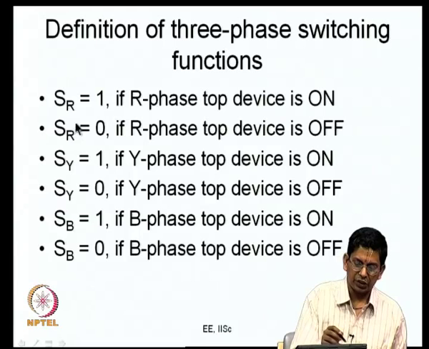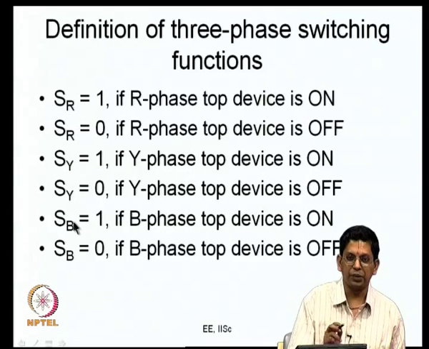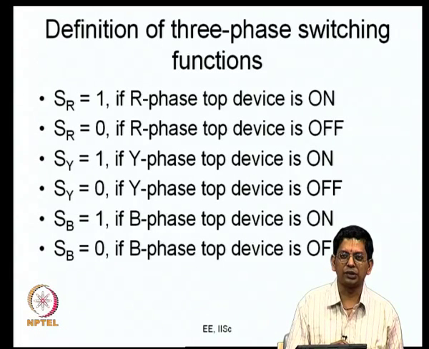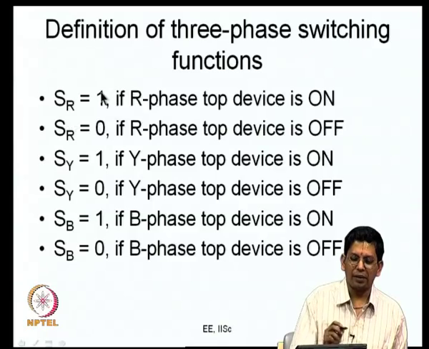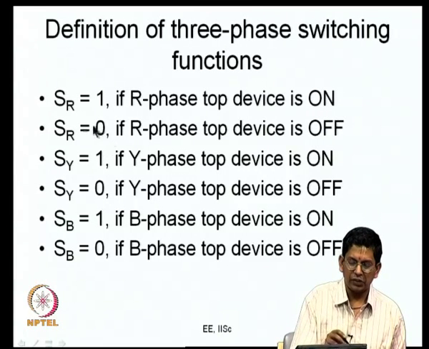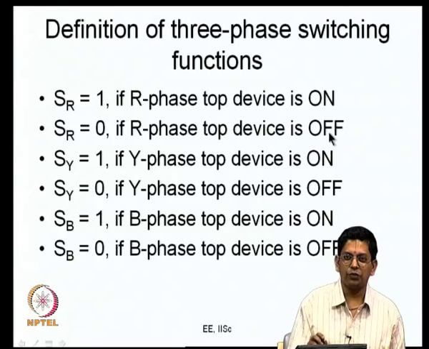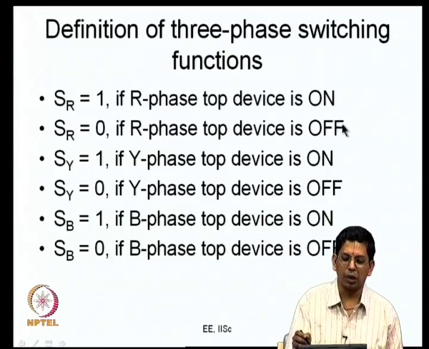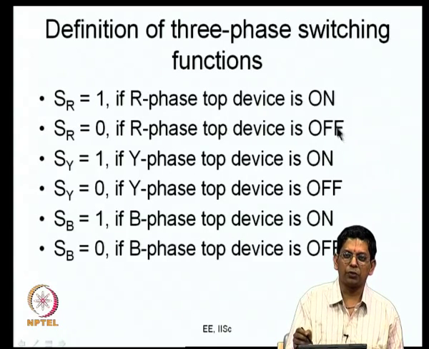We can define switching functions, 3-phase switching functions SR, SY and SB. These are actually digital signals, they can take the values of just 1 or 0. SR is equal to 1 if the R phase top device is on, and SR is 0 if the R phase top device is off or the bottom device is on. That is all. It is a complementary logic between the top and the bottom. So, if the top is on, the bottom is going to be off and vice versa.